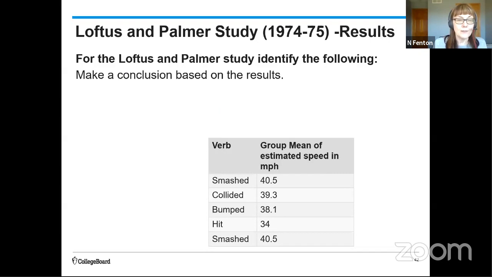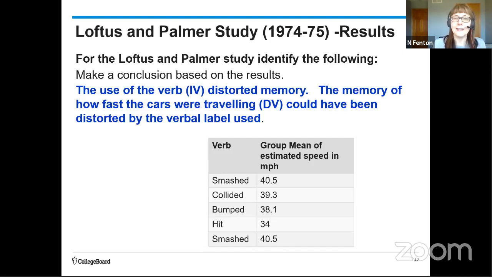Okay, make a conclusion based on her results. Like, what could you say? And remember, this is an experiment, so you probably want to try to use things that sound cause and effect, right? The phrasing that was used, the leading question, smashed or collided, created this change in the speed estimate. So the use of the verb, which is the independent variable, distorted memory. The memory of how fast cars were traveling could have been distorted by the verbal label used.